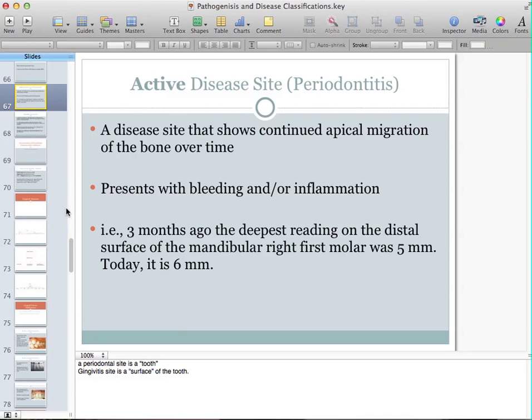Now, active disease in periodontitis. A disease site that shows continued apical migration of bone over time. It can have bleeding or inflammation. For example, 3 months ago, the deepest reading on the distal of the mandibular right first molar was 5. Today it's 6. So, now this disease site is considered the tooth. So, for example, a periodontal disease site is considered a tooth that has disease. A gingivitis site is a surface on the tooth that has disease.